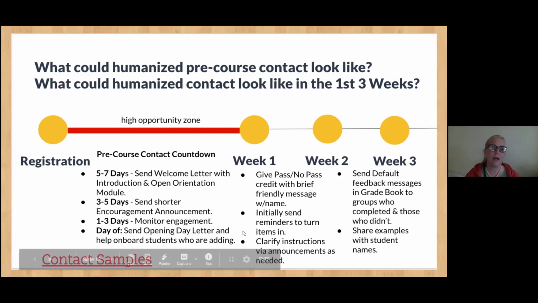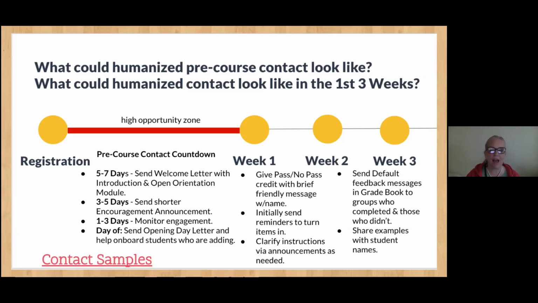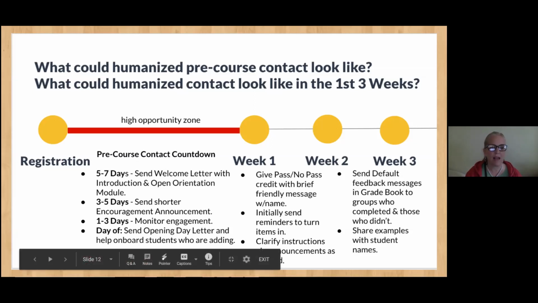And then what could humanized contact look like in the first 3 weeks? When I have my online classes, if I have the time available and I'm not late with getting my orientation ready, I try to open up the class 5 to 7 days early. I send a welcome letter with an introduction, and I open up that orientation module early. Sometimes it's just a few days early, but usually I try to get it to be at that week early. Canvas does allow us to open up the class early.